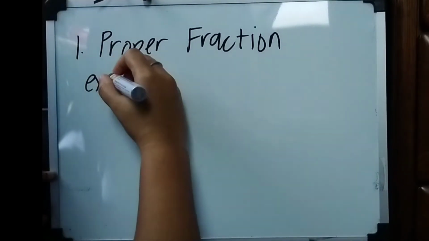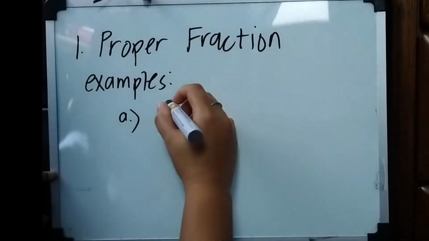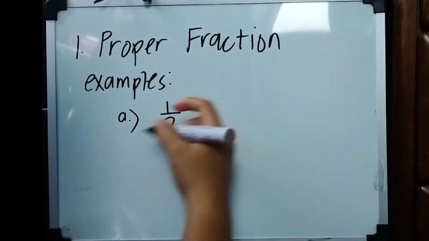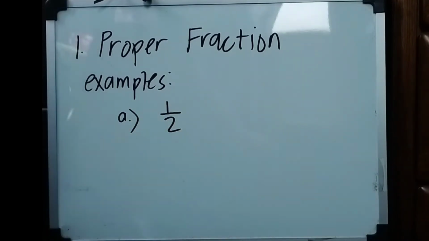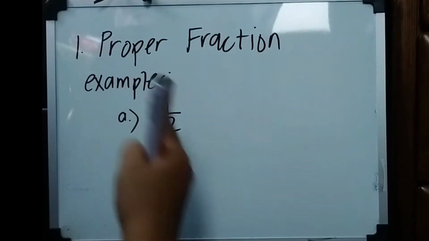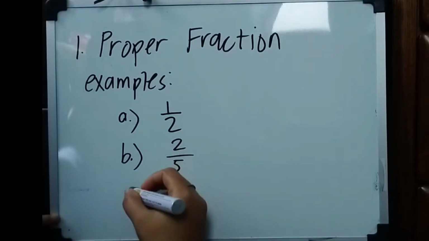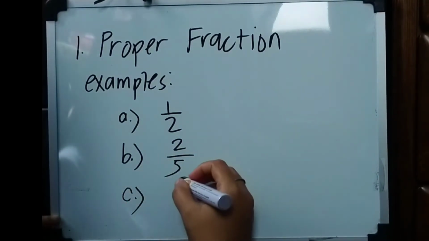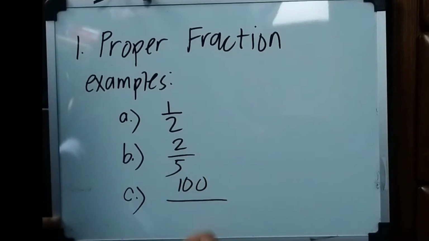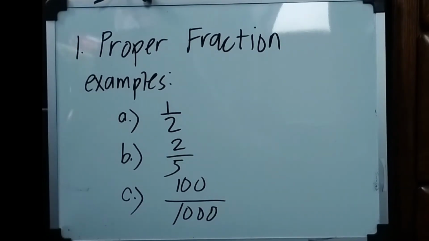So we have here examples. First, we have 1/2. Obviously, 1 here is lesser than 2. So we have to remember that our numerator must be lesser than the denominator. Another example, we have here 2/5. And for our last example, we have 100 over 1000. So always remember that our numerator must be lesser than the denominator.